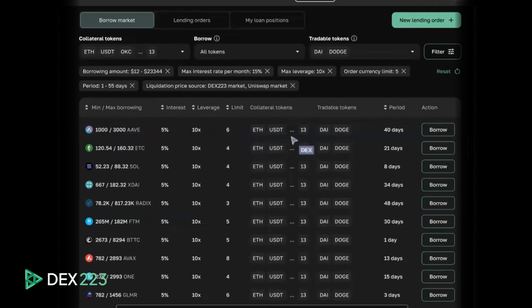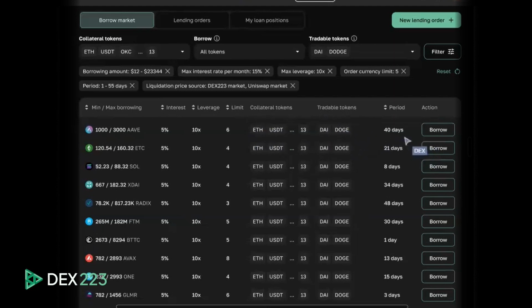Here you can see what you can use as a collateral. Here you can see what you can buy with it. In this case, there are two assets, but in a real scenario, there will be much more tradable tokens than collateral tokens, obviously.